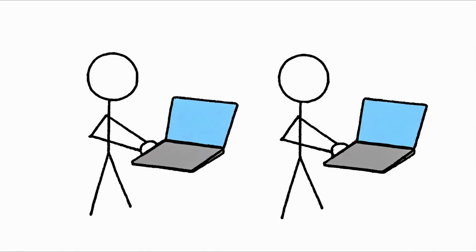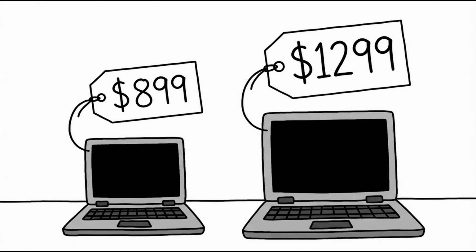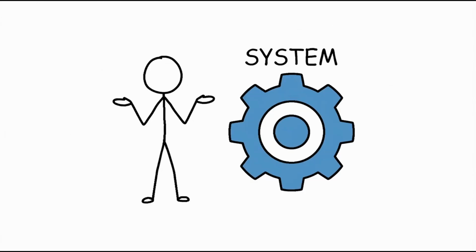Open two browser tabs right now on two different devices if you have them. Search the exact same flight in both. There's a real chance you'll see two different prices. Same route, same date, same seat, different number. That's not a glitch. That's the business model.